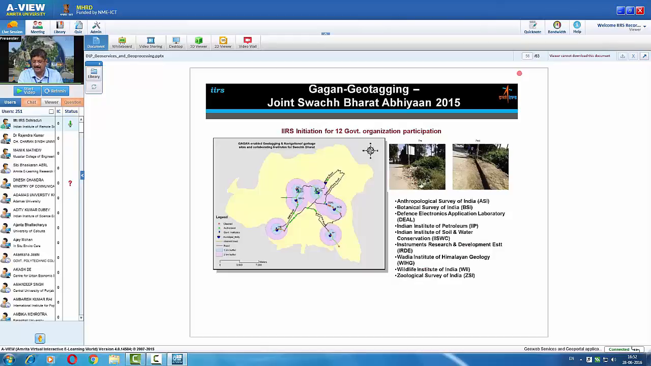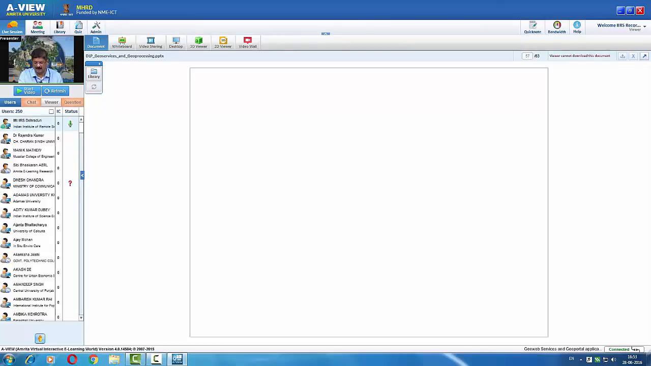So what we are trying to say is, with geospatial technology for very focused applications like Swachh Bharat, we will be able to make a very strong impact and do everything in a shorter time, in a very efficient way. We will be able to achieve the end goal.